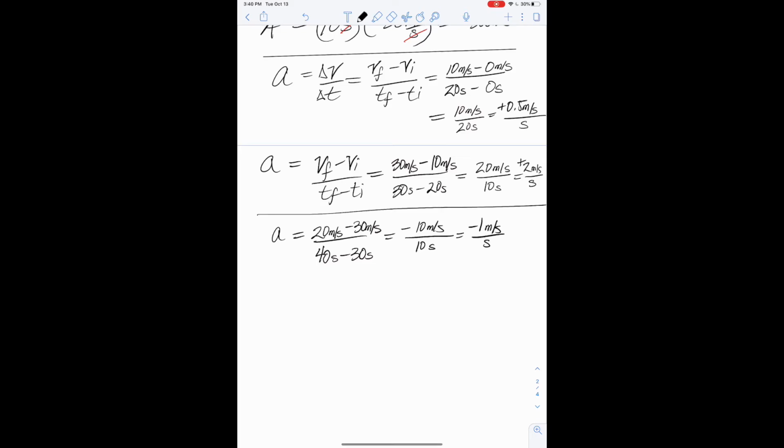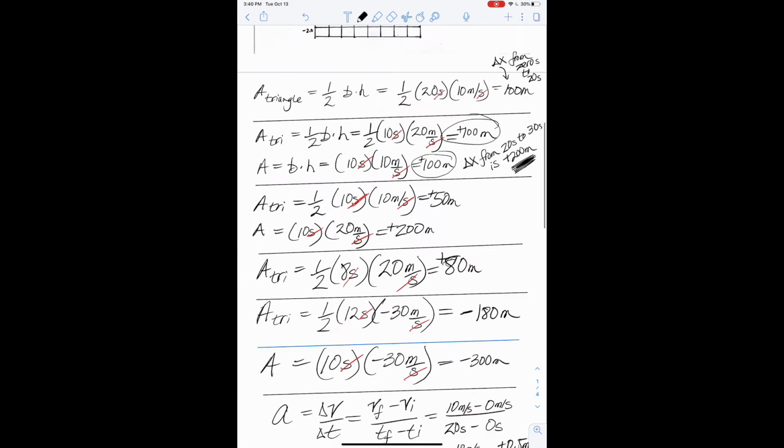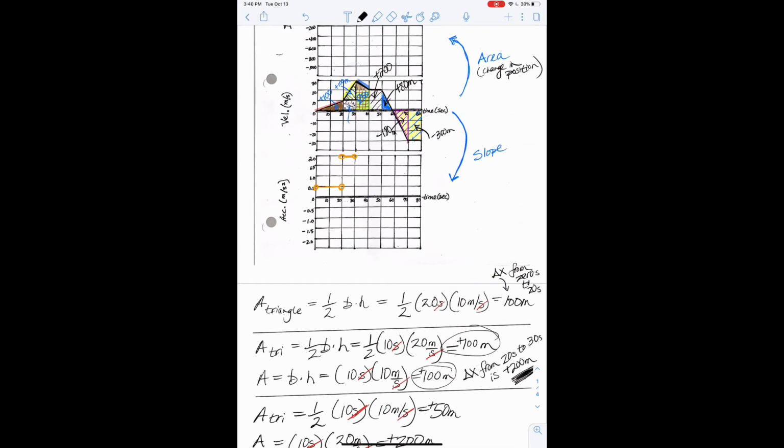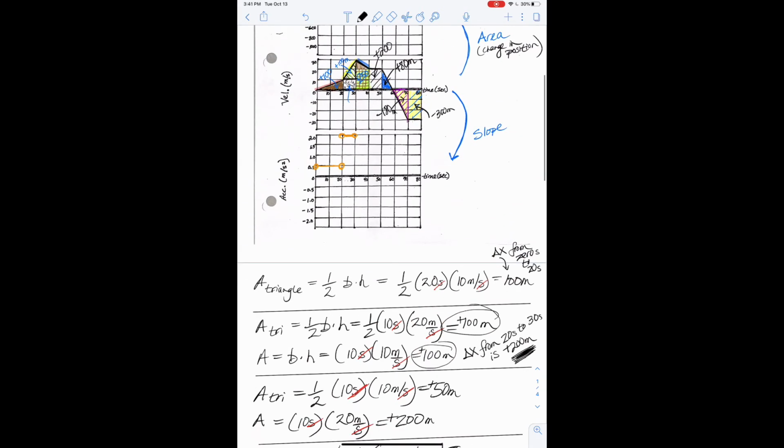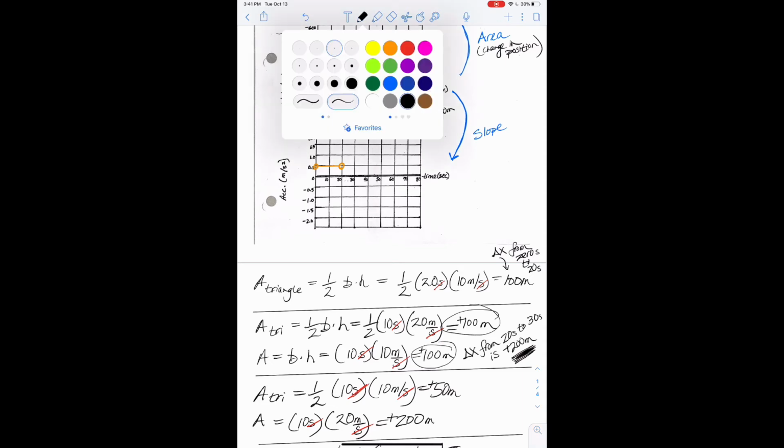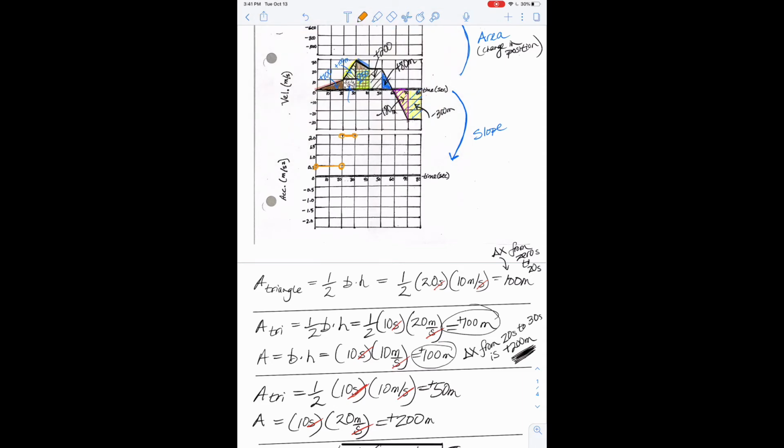All right, draw a line there, a line here. Let's try and keep these separate. So we're saying that that slope is -1 meters per second per second. Let's grab our orange marker here. -1 is down here. So from 30, I'll make some circles, to 40 with a line connecting them. And it's going to be right there at -1.